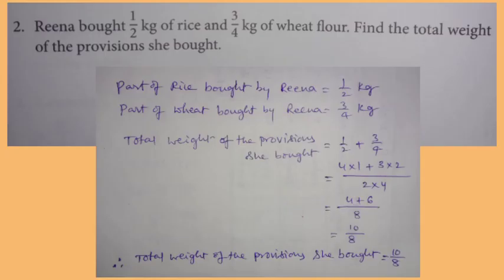Reena bought half kg of rice and 3 by 4 kg of wheat flour. Find the total weight of provisions she bought. Answer is, part of rice bought by Reena is 1 by 2 kg. Part of wheat bought by Reena is 3 by 4 kg. Total weight of provisions she bought is 1 by 2 plus 3 by 4, which equals 4 into 1 plus 3 into 2 by 2 into 4, which equals 4 plus 6 by 8, which equals 10 by 8. Therefore, total weight of provisions she bought is 10 by 8.